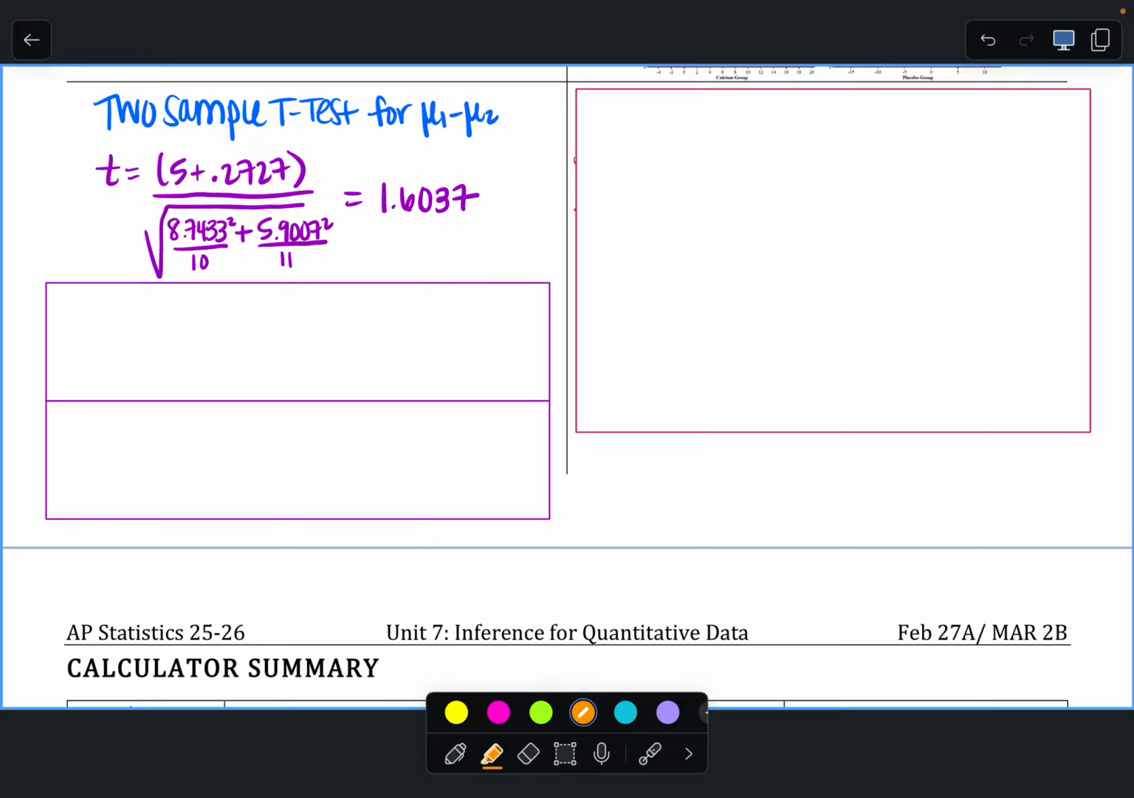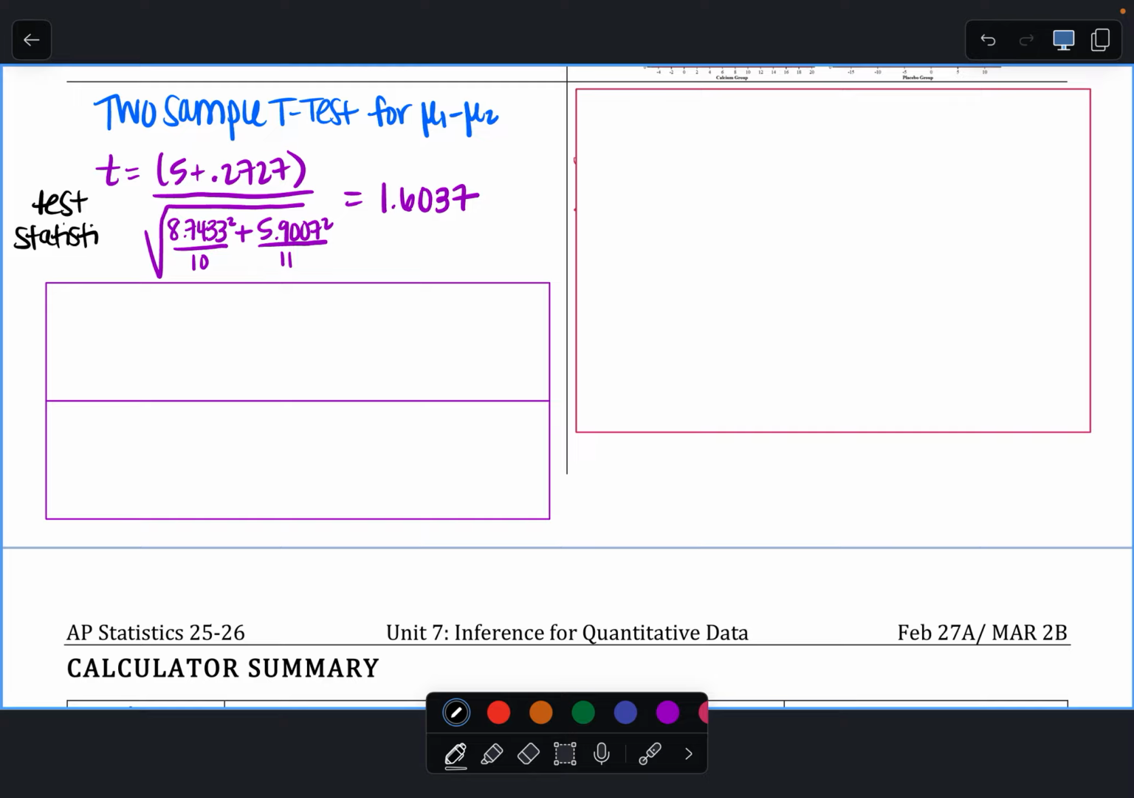And so the only reason that I have 5 plus 0.2727 is because that second mean was negative. And so because the second mean was negative, two negatives made the positive. That's why it's plus. It is minus normally, but that is where it's coming from. So I got my t value. Again, reminder, this is your test statistic.